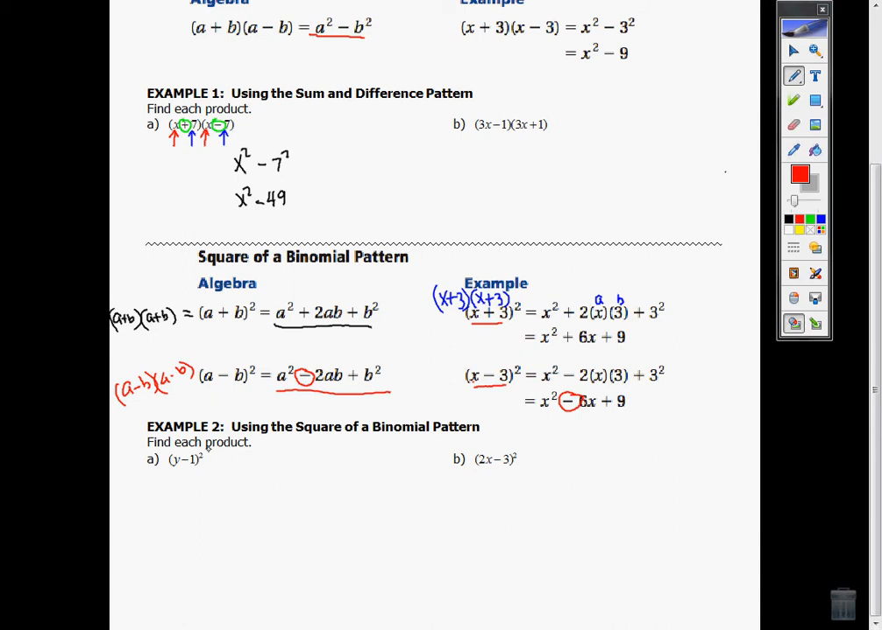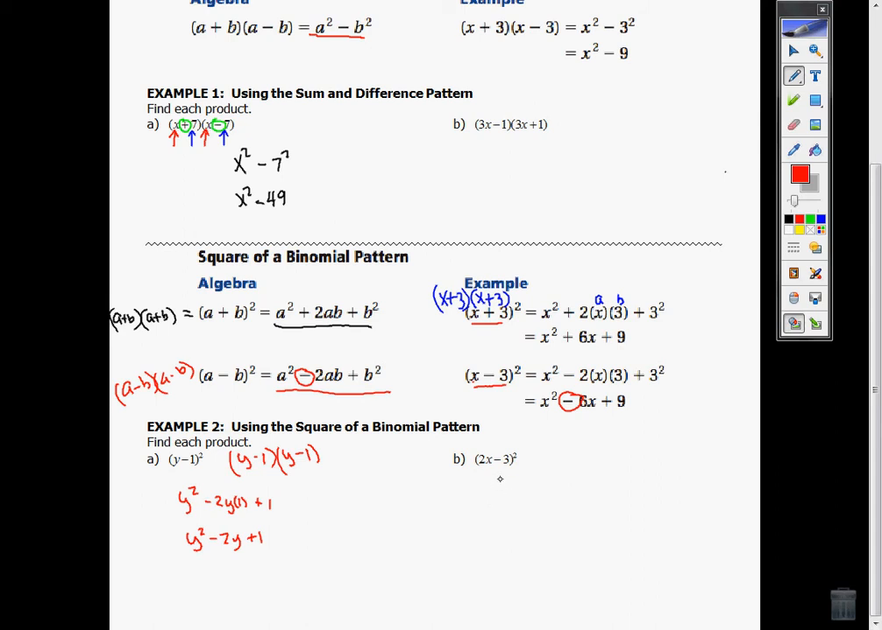This says (y minus 1) squared. Okay, so that's y minus 1 times y minus 1, and I could multiply that all out, but because it's a square of a binomial pattern, I know that I'm going to get the first term squared minus, because there's a subtraction sign in there, 2y times 1, and then plus 1 squared, which is 1. So when I clean this up a little bit, y squared minus 2y plus 1. And I can skip right to the end right there.